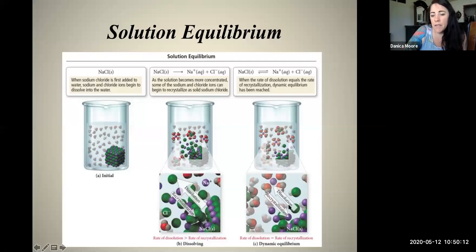So the important thing here is that we're talking about the rates of dissolution and recrystallization. We're not talking about concentrations, okay? Do solid sodium chloride molecules exist in this solution? What do you think? In a perceptible way.